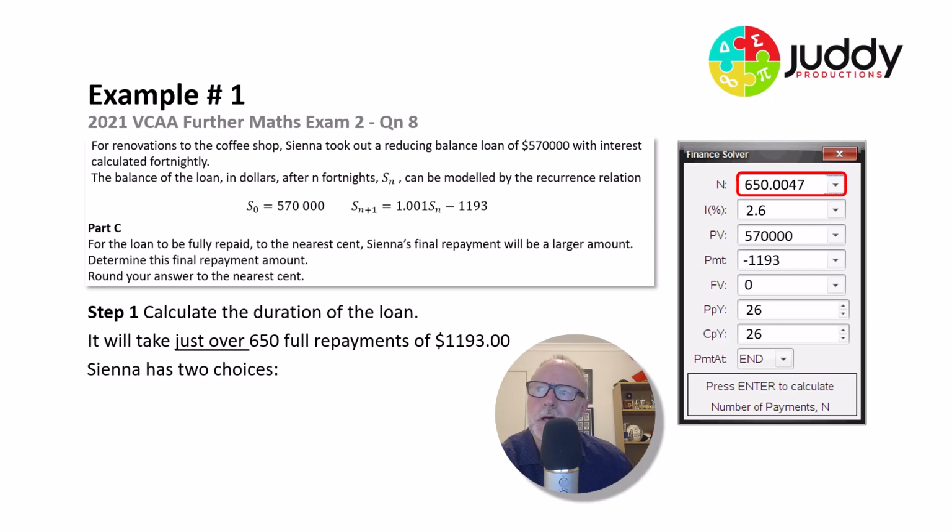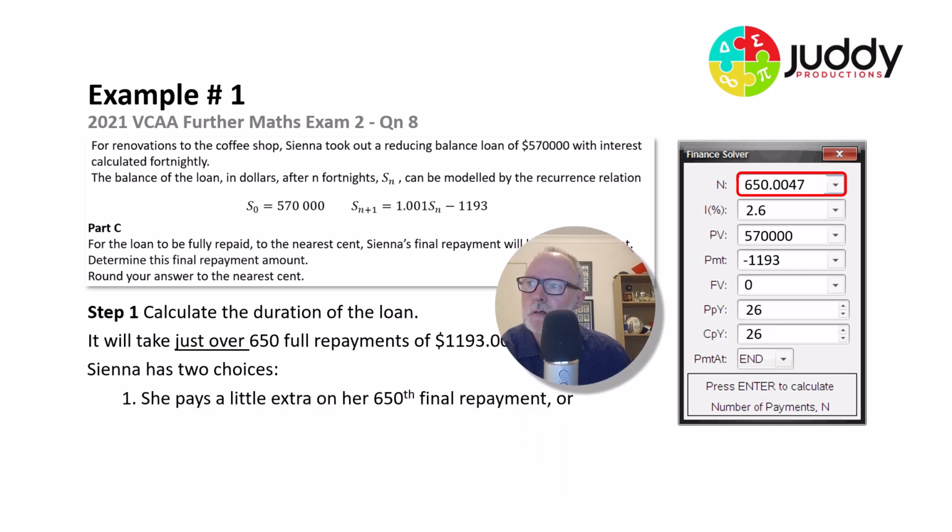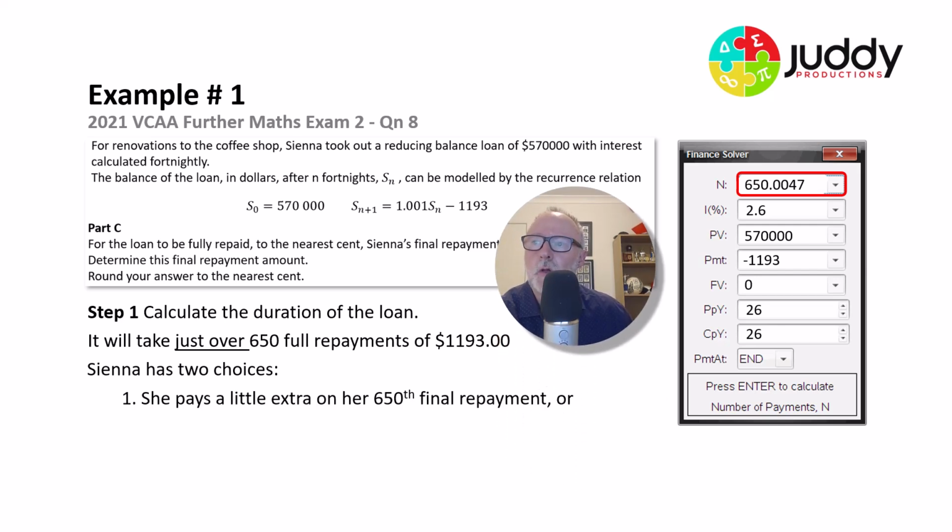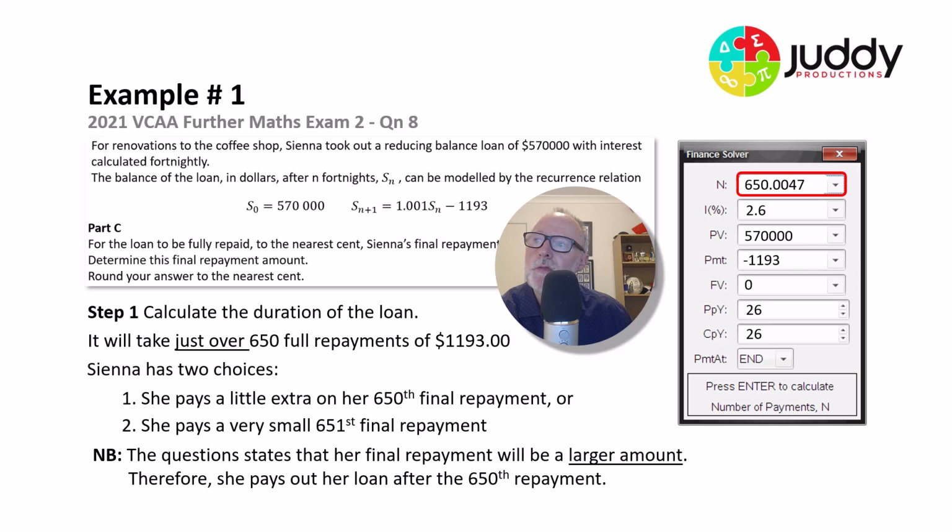So in order to pay it out in total, Sienna has two choices. Number one, she can pay a little extra on this 650th final repayment, or number two, she can pay a very small 651st final repayment. Now note in the question, it states that her final repayment will be a larger amount. So she's going to opt for number one. That is, she'll pay out her loan after the 650th repayment. So let's now calculate that.